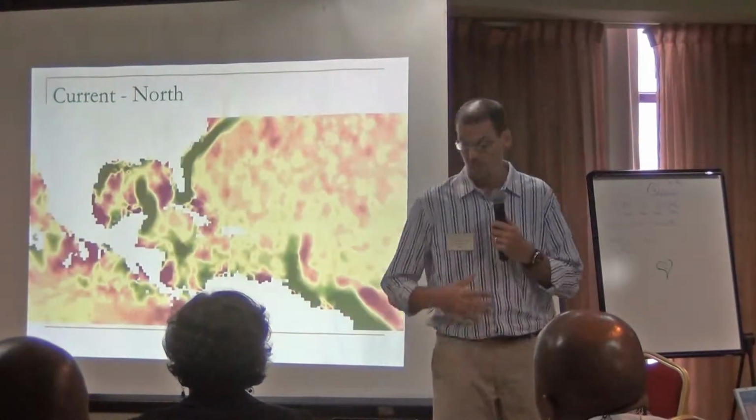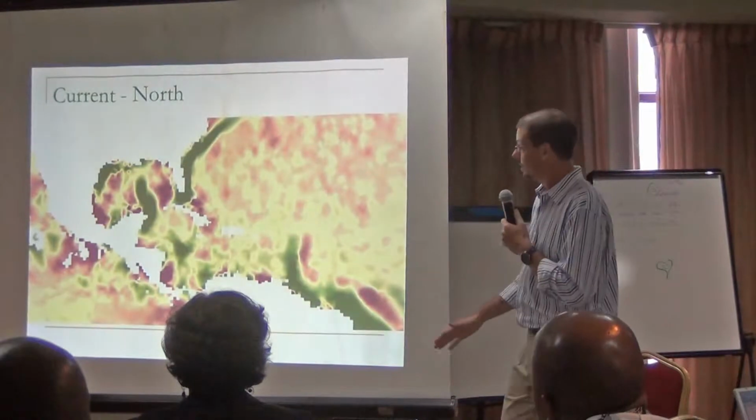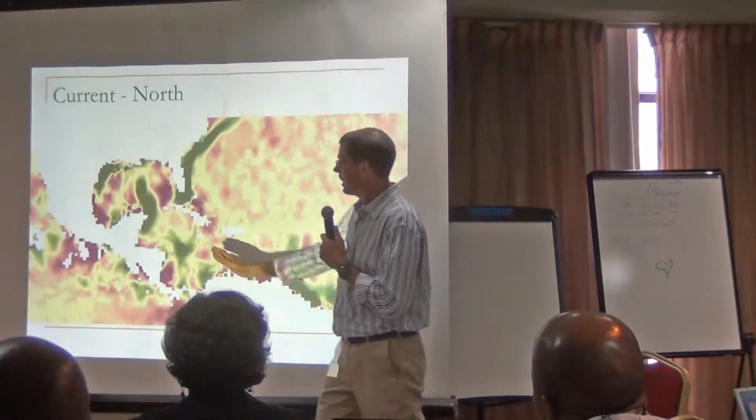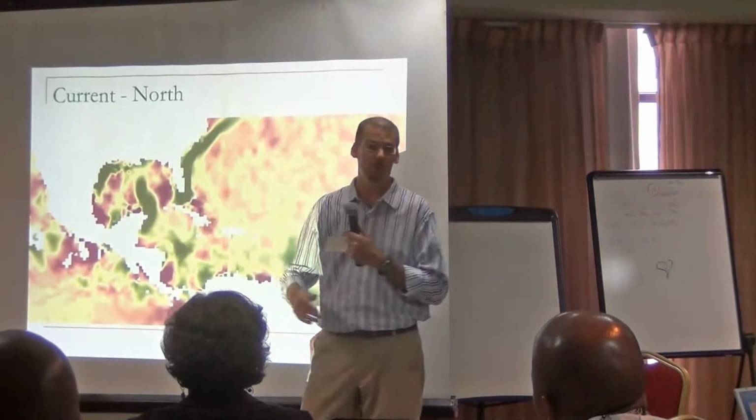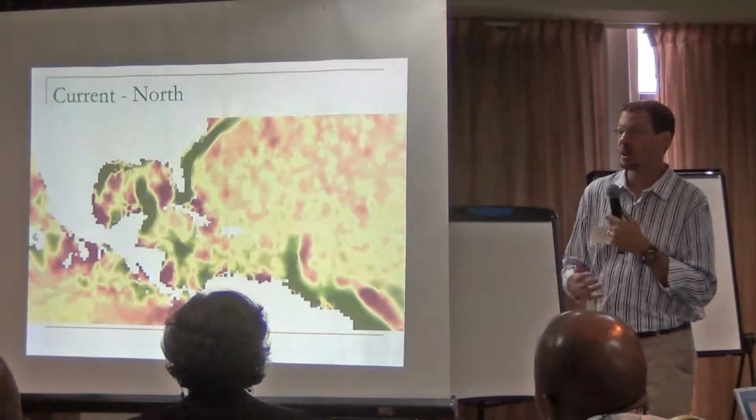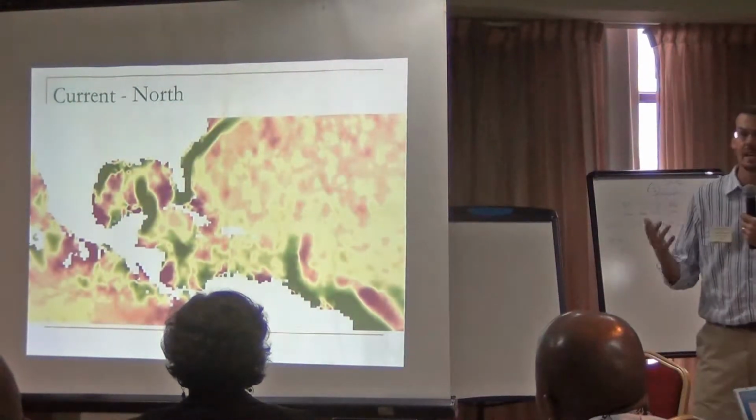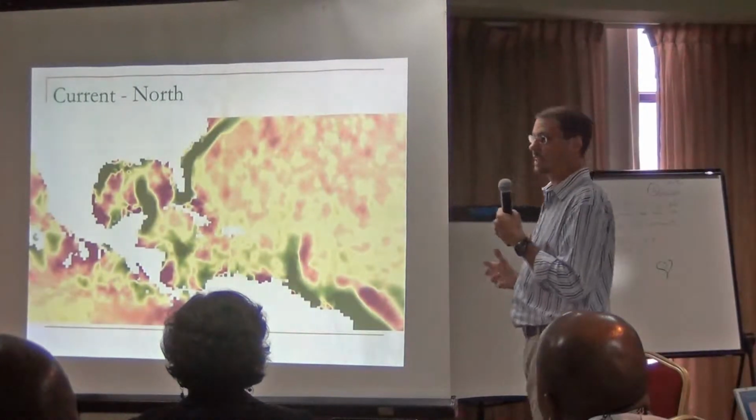And then we also have predictions for north or south. If you're in the green here, you're likely to move north. If you're in the purple, you're likely to move south. Okay, so now I have data about where things are likely to get moved around.